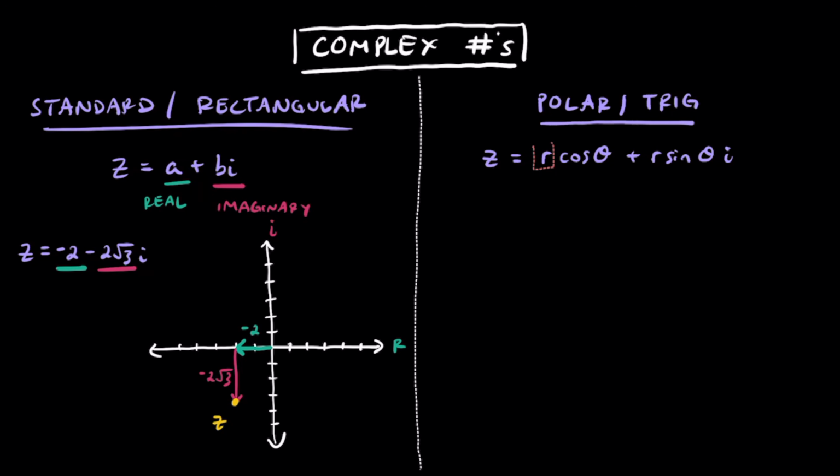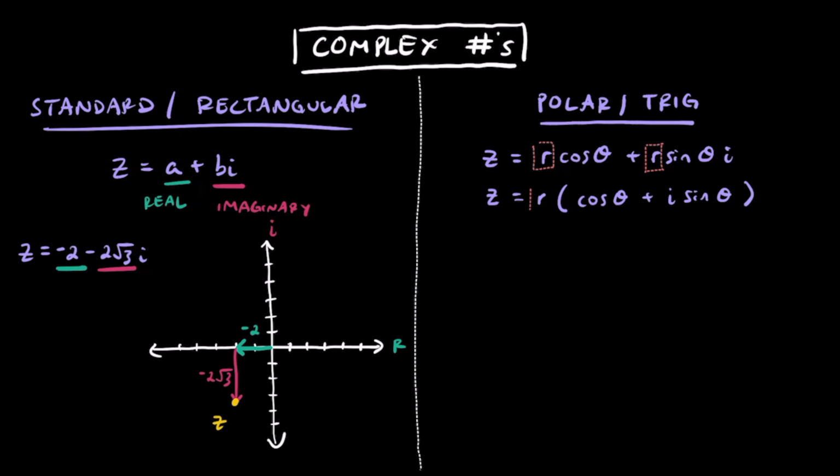And while you might see it in this form sometimes, just notice how both of these terms actually have a common factor of r. So more commonly, you'll see this written as z is equal to r, the common factor, multiplied by the quantity of cosine of theta plus i sine of theta. Okay, both of these mean the same thing.